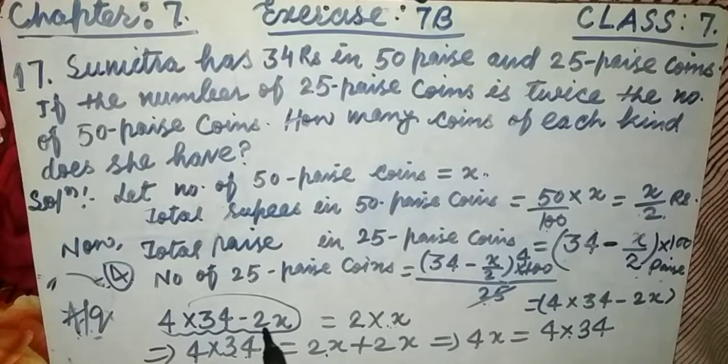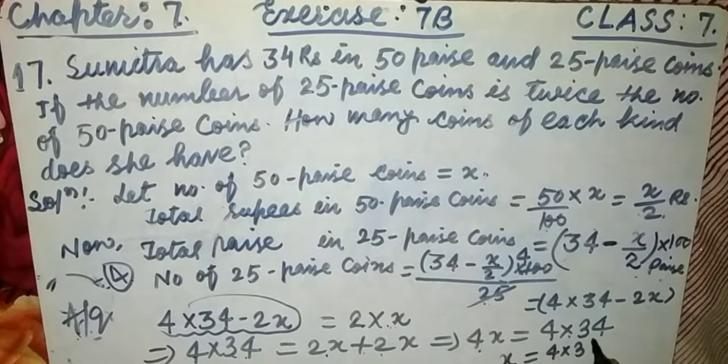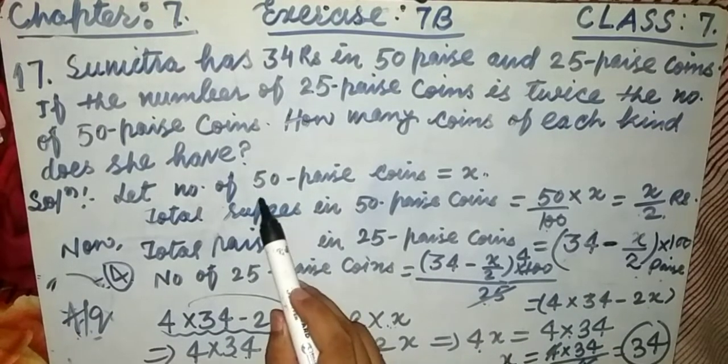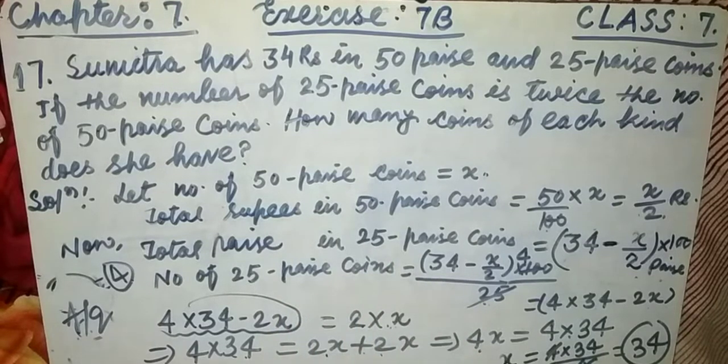Now we will bring minus 2x to the right hand side with the opposite sign. Here the plus 2x, here the 2x. 2x plus 2x is 4x. 4x is equal to 4 multiplied by 34. Now x is equal to 4 multiplied by 34 divided by 4. 4 will get cancelled. Hence x is equal to 34. And 34 is the first answer, which is the number of 50 paise coins. 50 paise coins is 34.